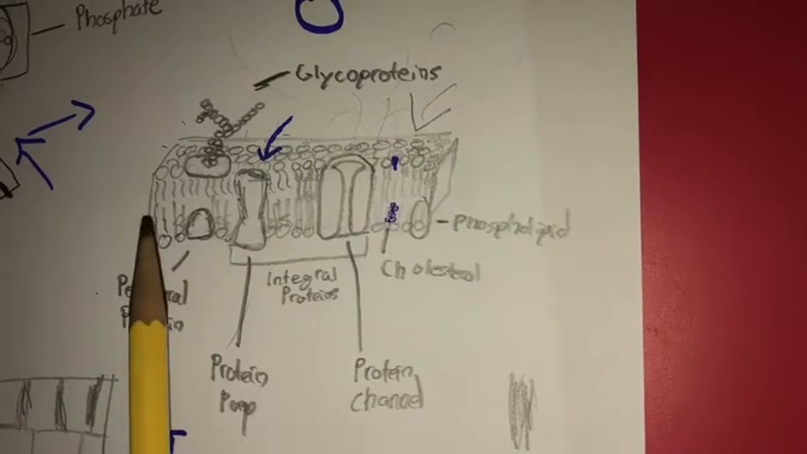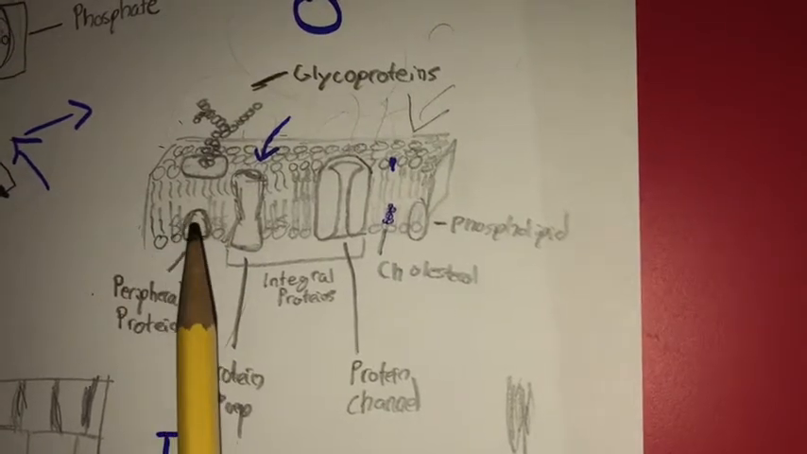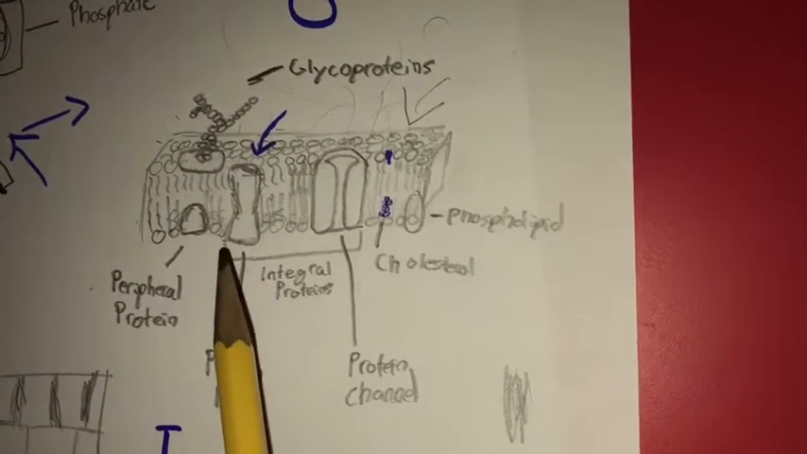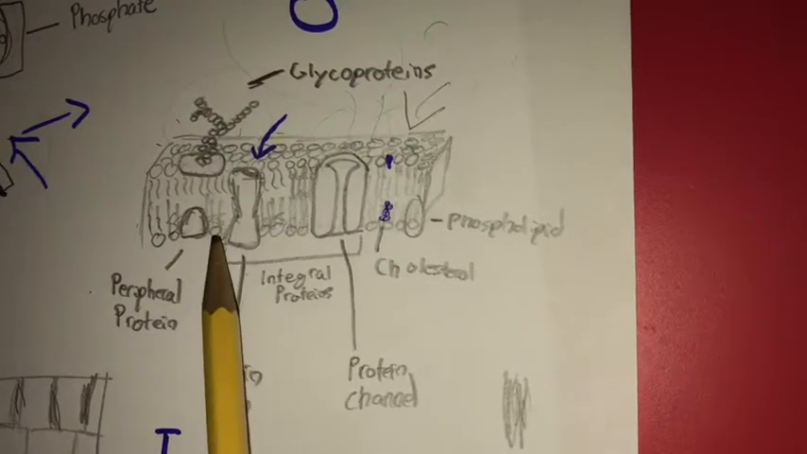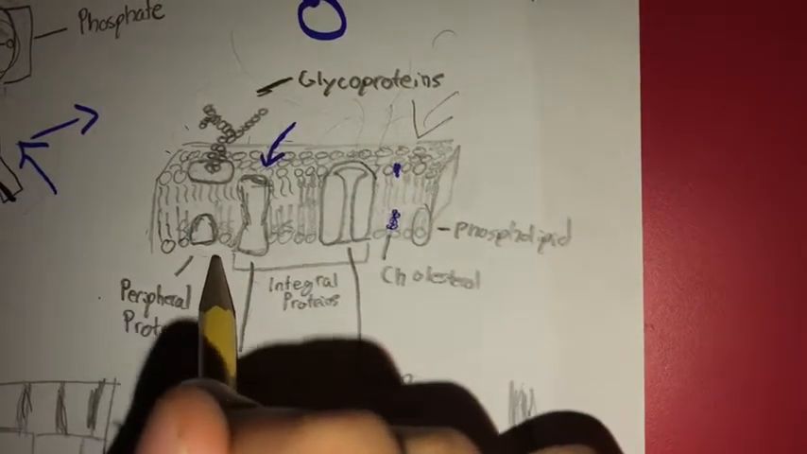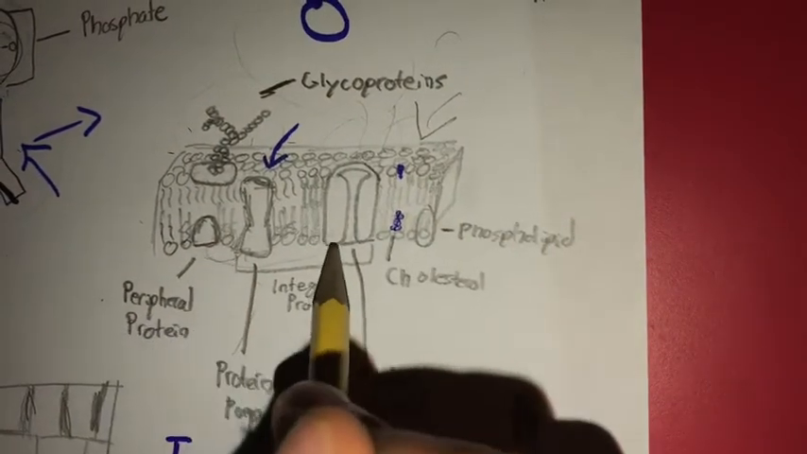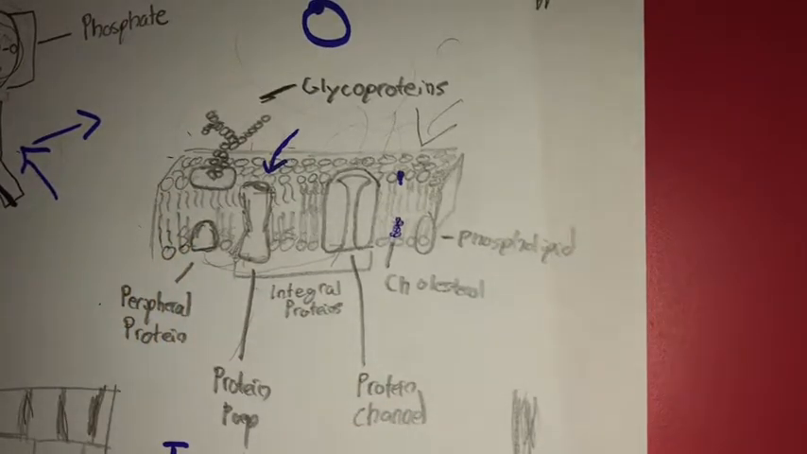Now, the next function of the cell are the carriers. The carrier proteins can transport ions and molecules either passively through facilitated diffusion or via secondary active transport. So they can either go through the protein pumps and the protein channels, or they can pass through the phospholipid bilayer.